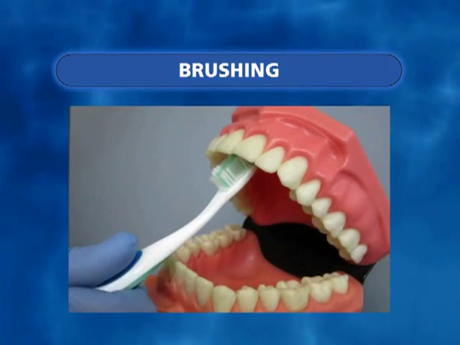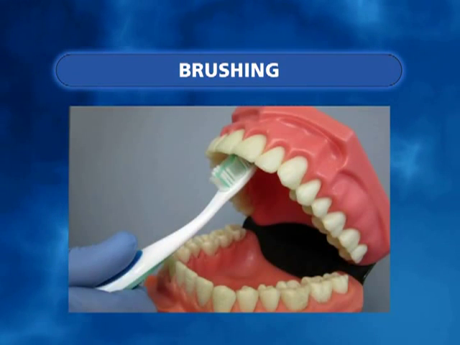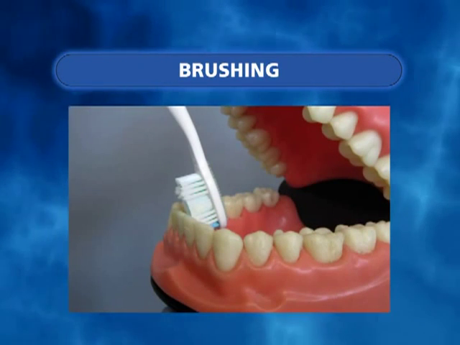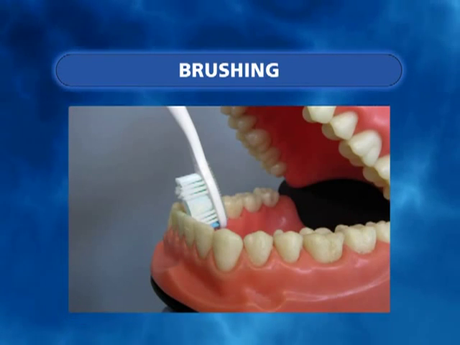For the front teeth, position the brush on its end and place the narrow end of the brush head 45 degrees to the gums and teeth. Vibrate and roll as described previously.